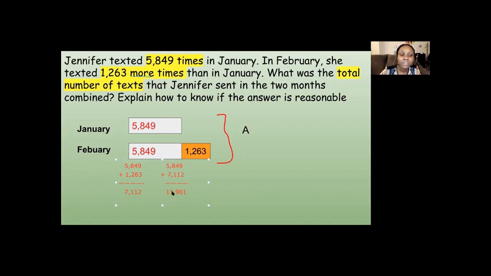So this becomes a what? A 12,961, okay? See, it's okay to make mistakes. Mistakes means we're trying, okay? All right, so how do you know if your answer is reasonable? We know if our answer is reasonable.